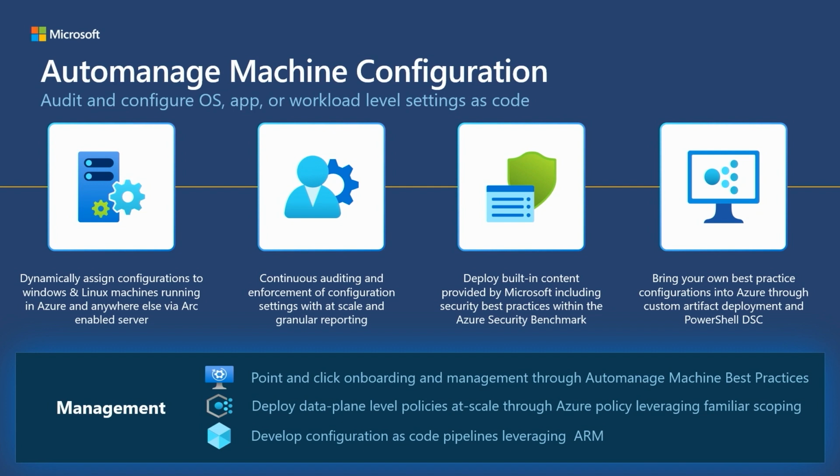And so again, this is a summary of the pillars that I talked about in the last slide. Going through these again, Automanage machine configuration allows you to dynamically assign configurations to Windows and Linux machines running in Azure, but also anywhere else through Arc-enabled servers. We provide continuous auditing and enforcement of these configuration settings with at-scale and granular reporting. We'll be going through some of the milestones that we hit over the last year in terms of what this continuous remediation looks like, but this is one that we're really excited about.